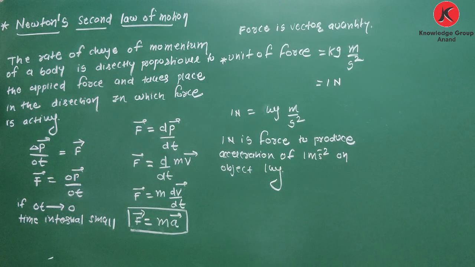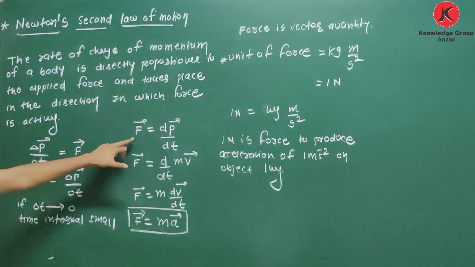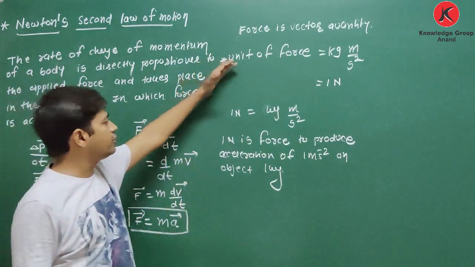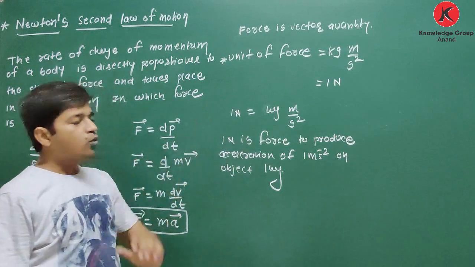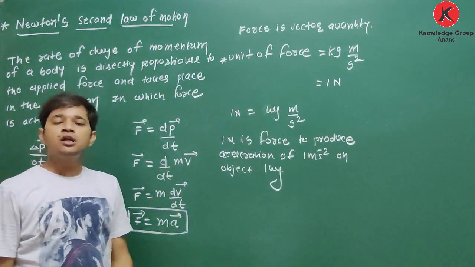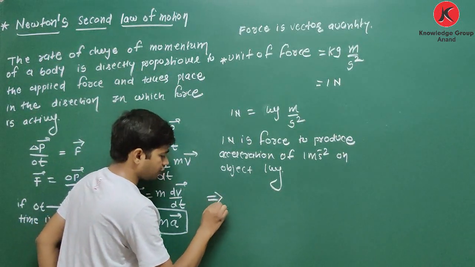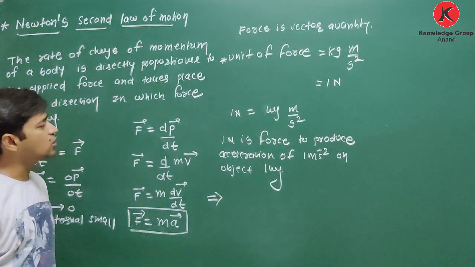The rate of change of momentum of a body is directly proportional to the applied force and takes place in the direction in which the force is acting. F is equal to delta P upon delta T. F is equal to dP upon dt. F is equal to m a. Its unit, and the definition of 1 Newton. Clear about this? Now, there are some points about Newton's second law of motion, or we can say about force.